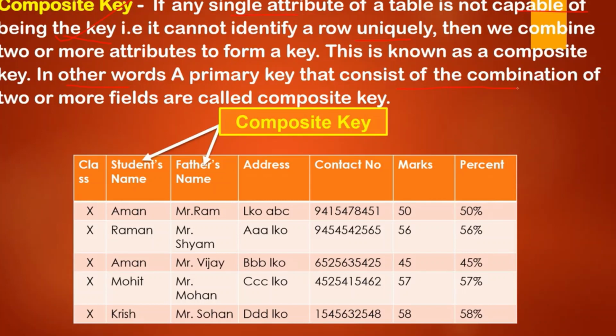In this field, in this table, I cannot find any individual independent field to be a primary key. Then also we need to access the data uniquely. In this case, the primary key that consists of a combination of two or more fields, that is composite key. That is, children, composite key. See here, if no individual field is there to be a primary key, then I am selecting both student's name and father's name for the unique access of record.